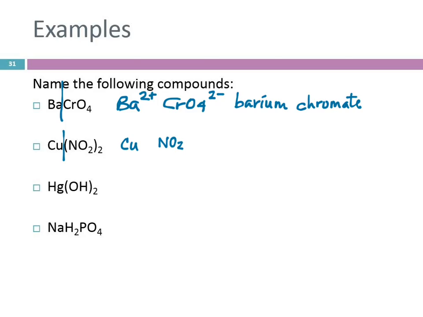Copper, we can't predict the charge from the periodic table. Then we really need the charge on this one. Anybody remember what it is? It's -1. We're going to figure out from this one what the charge on the copper is. We have 2 of these ions. That's a total of -2, right? And so there must be +2 here to balance that.